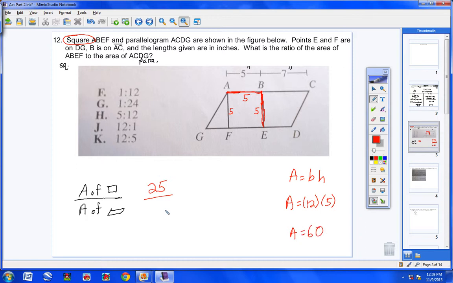So the ratio is 25 to 60. Of course, we have to reduce that. And 5 will go into both of those numbers. So 5 over 12. And if you'll look at your answers, they want you to write it with a colon. And so your final answer would be 5 to 12. 5 to 12.